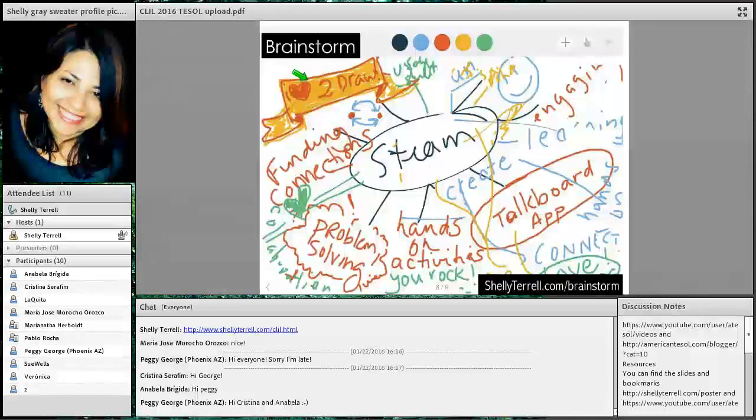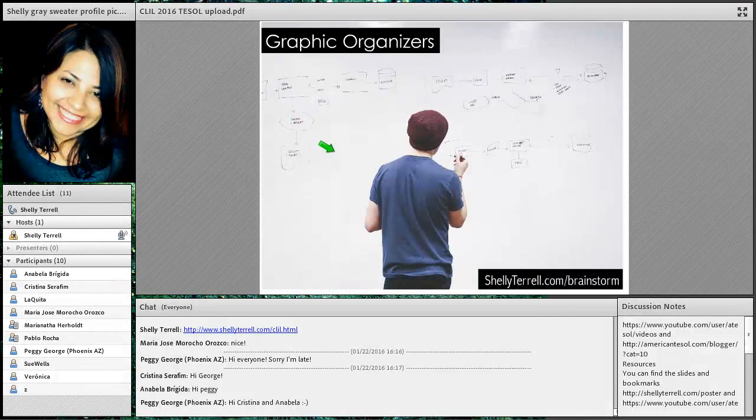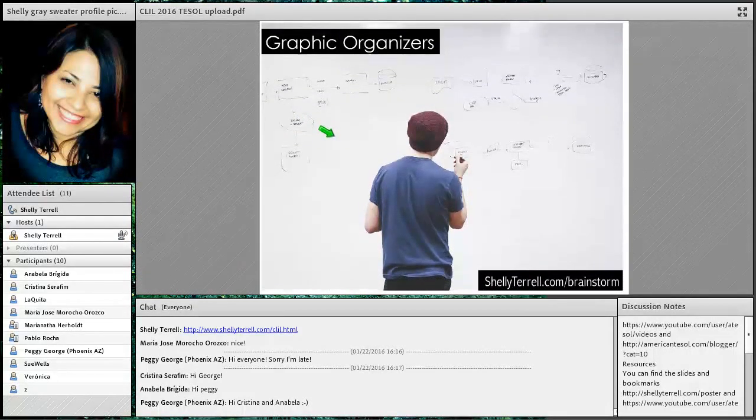And one of the ways that I really like students to brainstorm, this was actually from one of my sessions, I just passed around my iPad and then they were able to draw on it. But one great way is through graphic organizers. So I love graphic organizers.